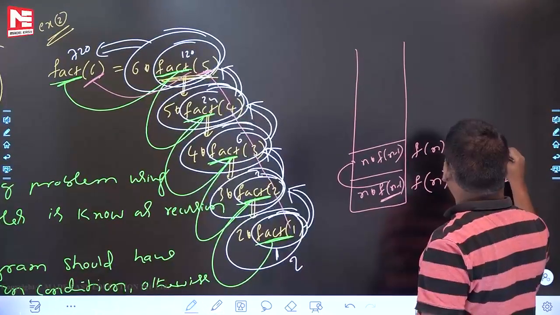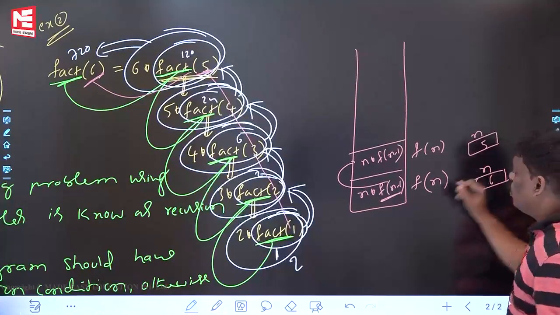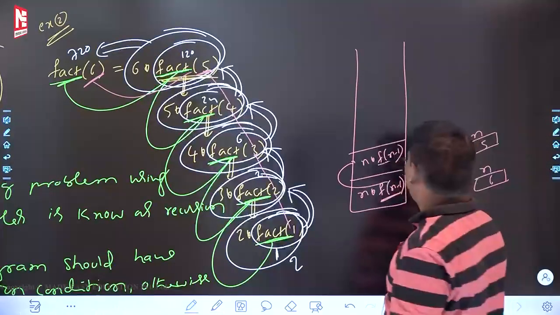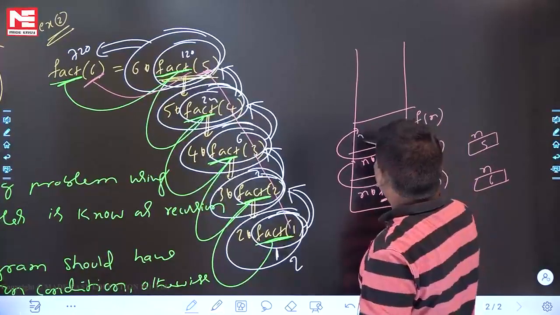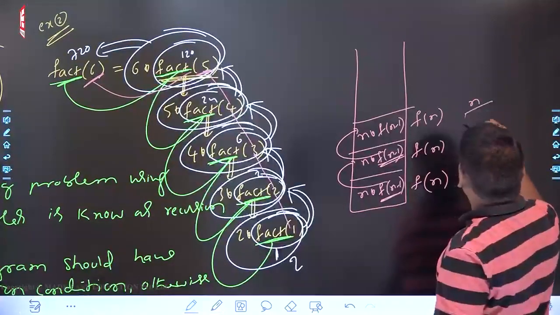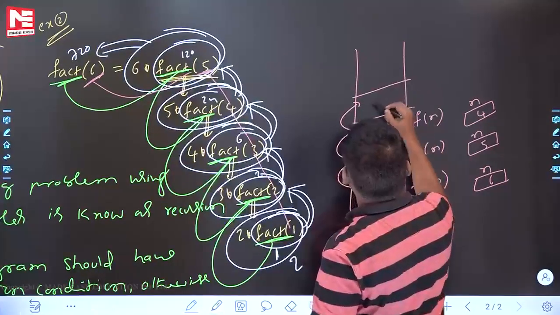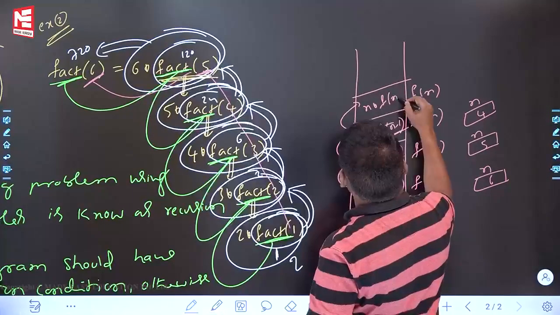One function call to another function call: the name will not change, the code will not change. Same code, everything same, but the value will change. Because of fact of n minus 1, it again calls fact of n. What is the answer? n into fact of n minus 1. So here the n value is 4. Same again: n into fact of n minus 1.